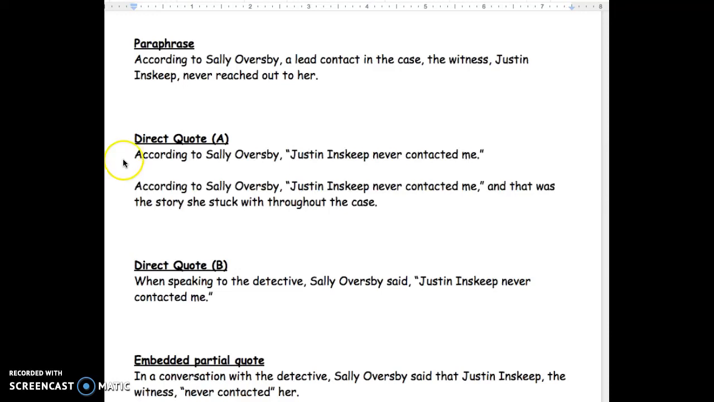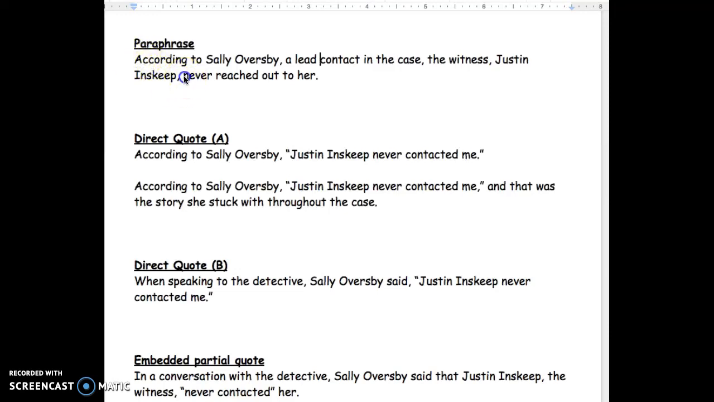And then I'll show you just a few different ways that you can put direct quotes into your writing. We'll take a look at punctuating and such. So let's start with paraphrasing. In this sentence, first I'll read the sentence aloud and just notice what's going on here. According to Sally Oversby, a lead contact in the case, the witness, Justin Inskeep, never reached out to her.